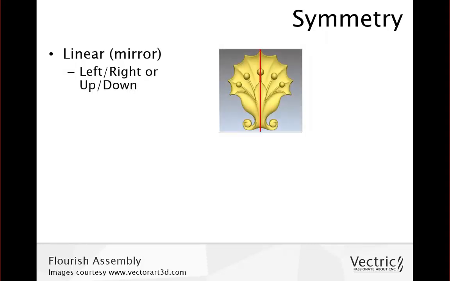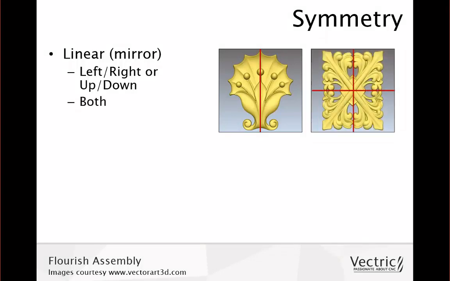Next, let's think in more detail about symmetry. There are different types of symmetry and different ways to examine it. So we have linear symmetry, where we've got left-right or up-down symmetry. In this case, on the image there, you can see the line of symmetry down the middle, and this has got the same thing on the left as it has on the right. So essentially the left is a mirror of the right.